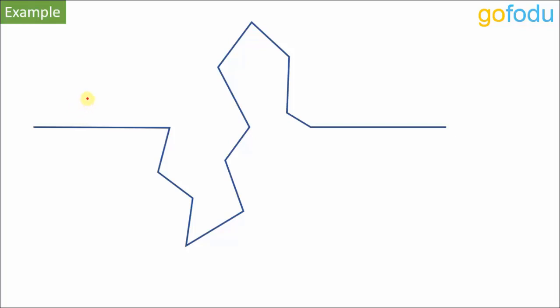Hello, I am Anshul, and in this video we'll be solving a few questions based on polygons. A straight wire is twisted in between like this. It is contorted like this, and we have to find the sum of all these angles.